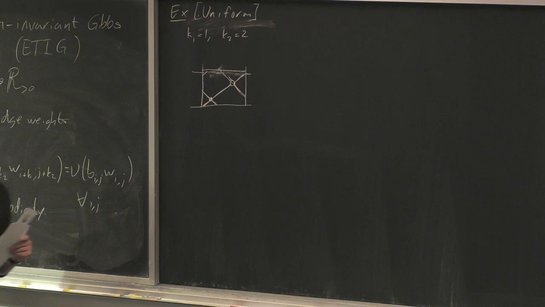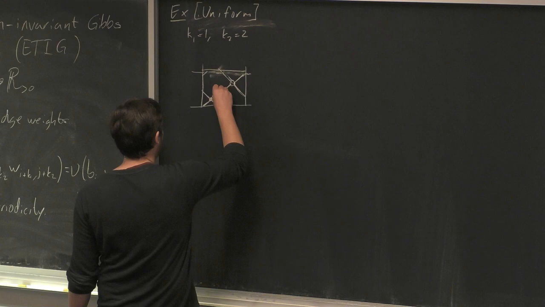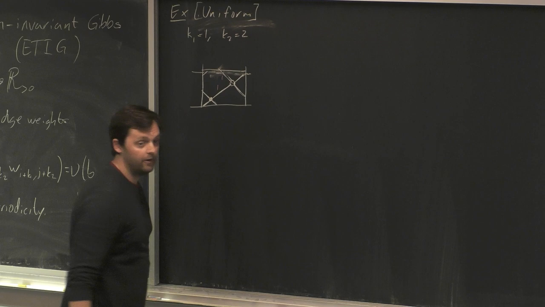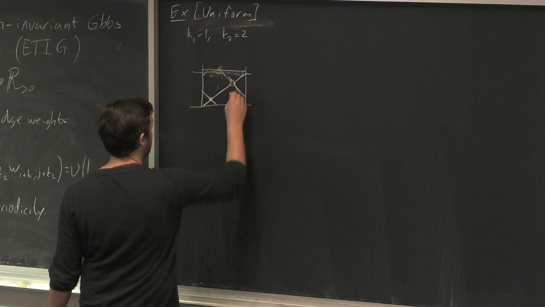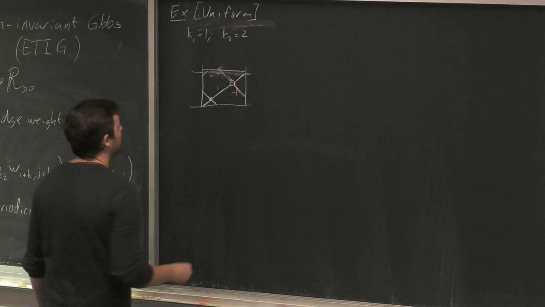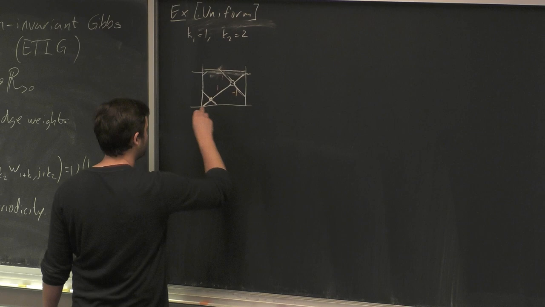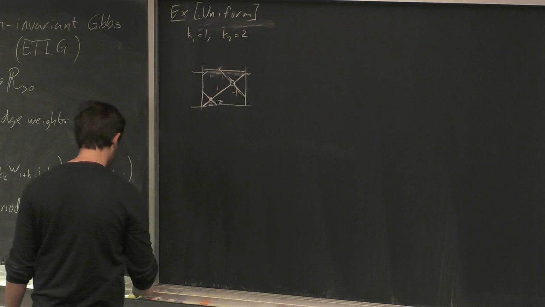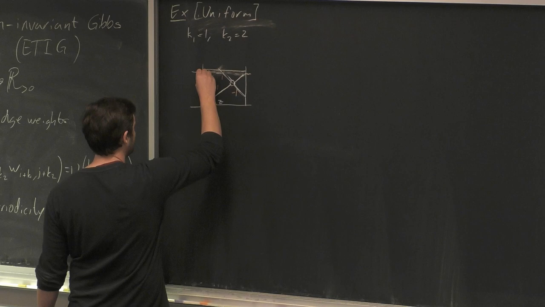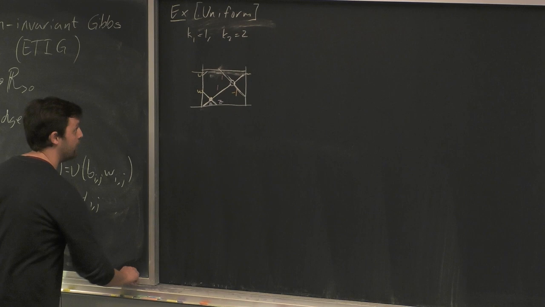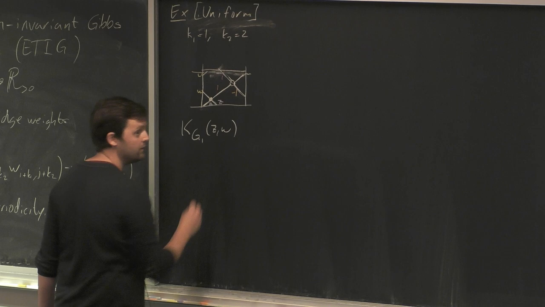Something like this. So now the edge weights are 1 and 1 on this one. Let me choose the Kasteleyn sign to be minus 1 on this edge, just to take some Kasteleyn sign. And then on the ones crossing this line, we put z. And on the lines crossing this one, we put w. Okay? So then K_G1 of z comma w is something, okay, let us try to calculate this.